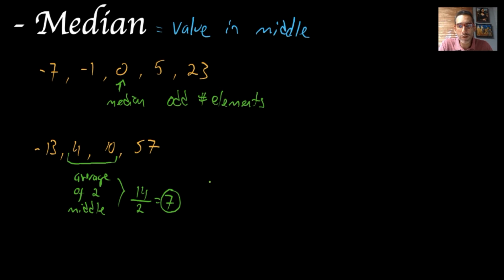So remember that this is the process that I need to keep in mind whenever we are talking about an even number of elements in the list. You find the 2 in the very middle, and you find the average of those 2, okay?